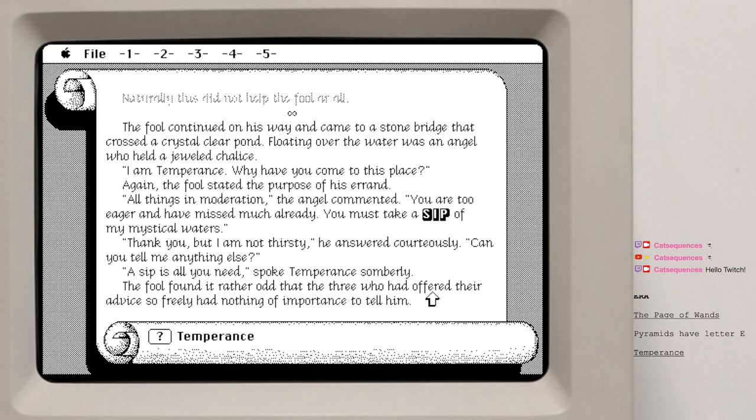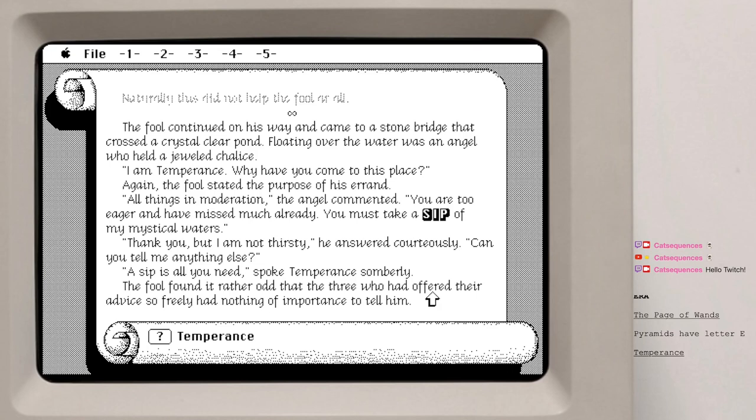Now, there's an invitation you don't get every day. Thank you, but I am not thirsty, he answered courteously. Can you tell me anything else? A sip is all you need, spoke Temperance somberly. The fool found it rather odd that the three who had offered their advice so freely had nothing of importance to tell him.